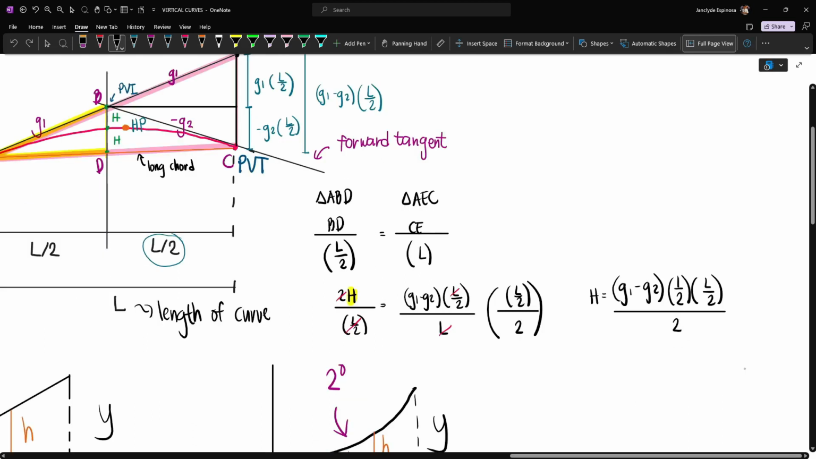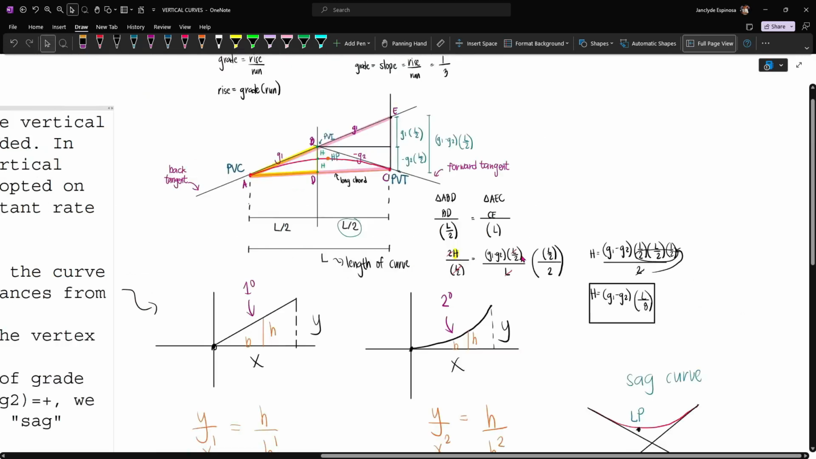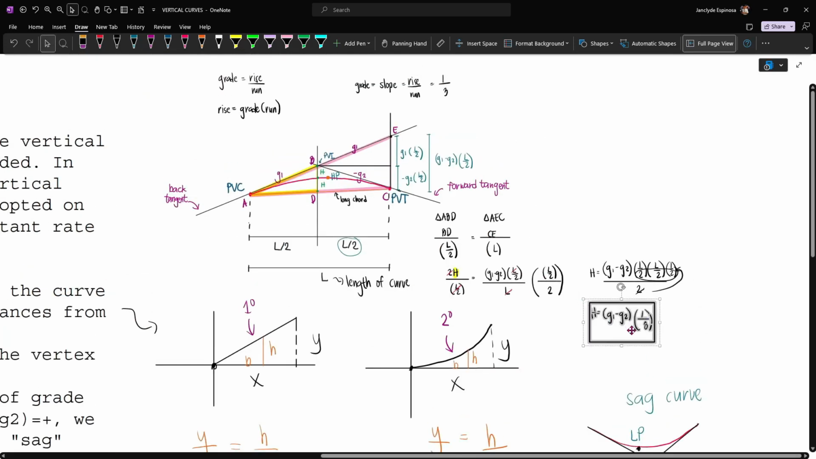Since this is in the denominator, we can just multiply the reciprocal of this value to the numerator, which will now become 1/2. And so we now have h equal to G1 minus G2 multiplied by L, and at the bottom we have 2 times 2 times 2, which is 8. So this is now L over 8. And this is now our formula for the maximum offset value, which is h. And so that's where this comes from. And so now we already have our first important formula.